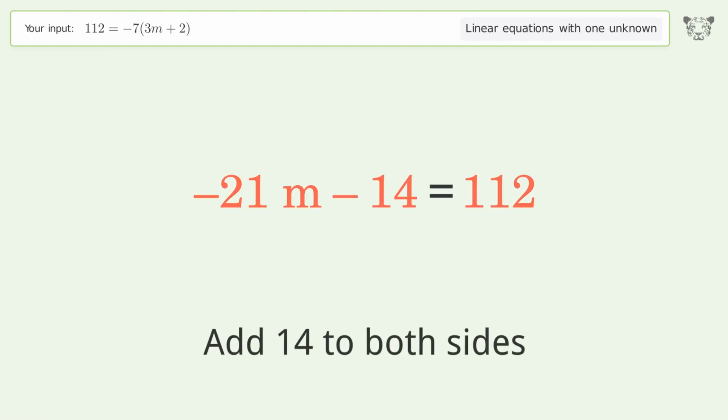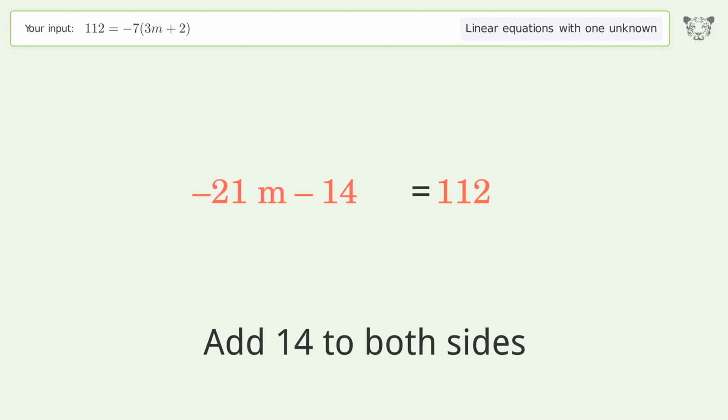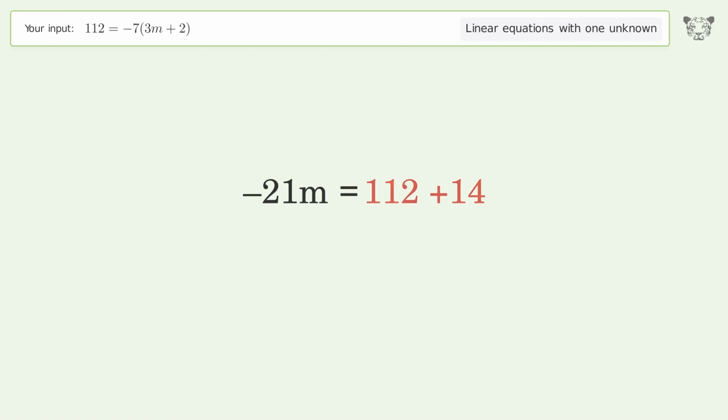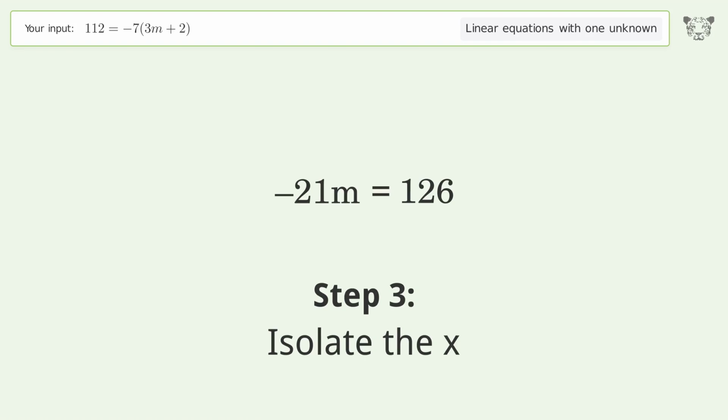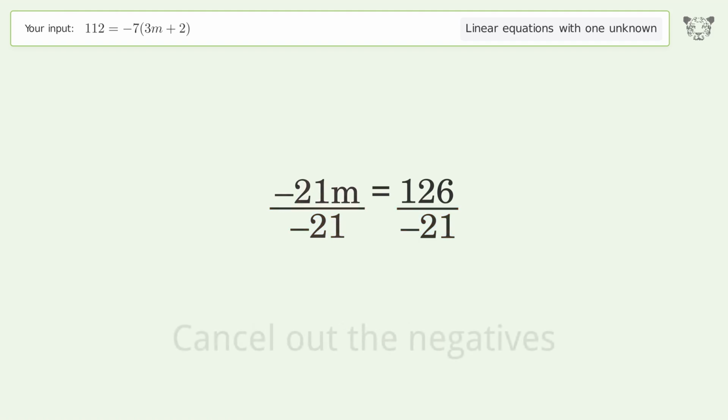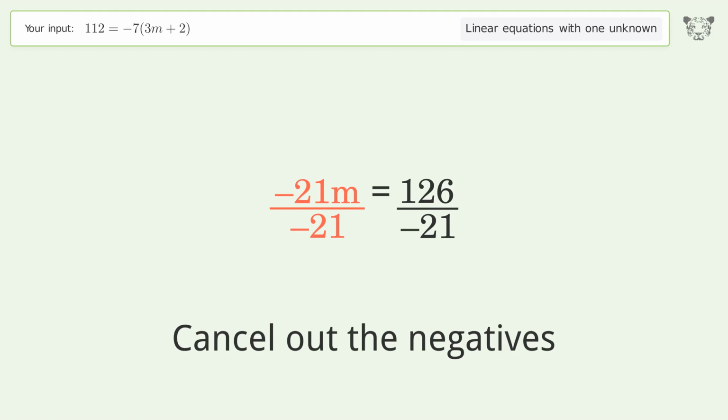Add 14 to both sides. Simplify the arithmetic. Isolate the x. Divide both sides by -21. Cancel out the negatives.